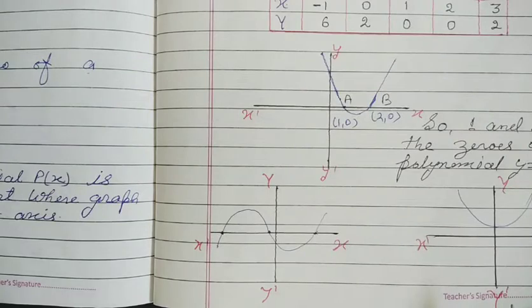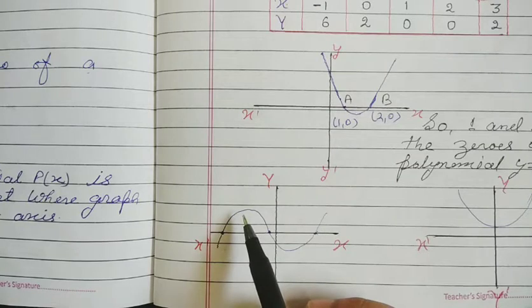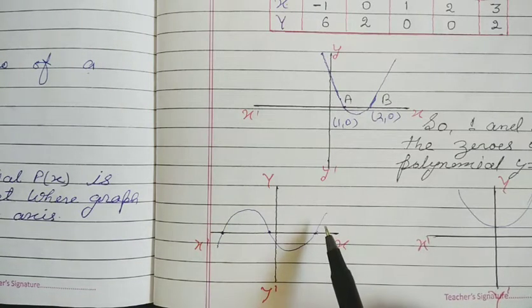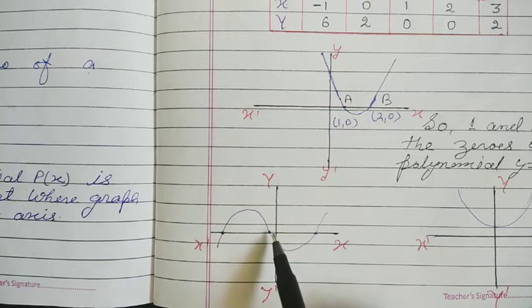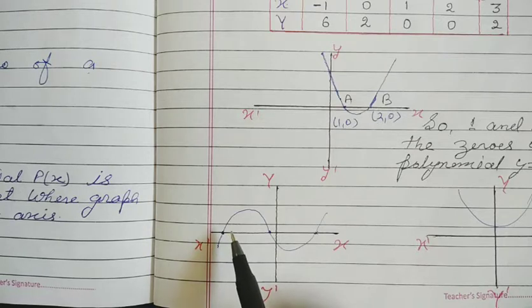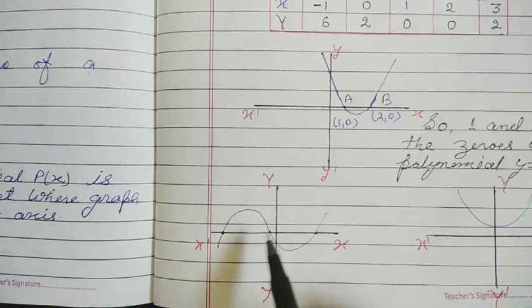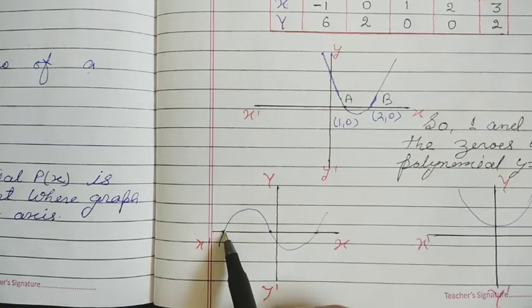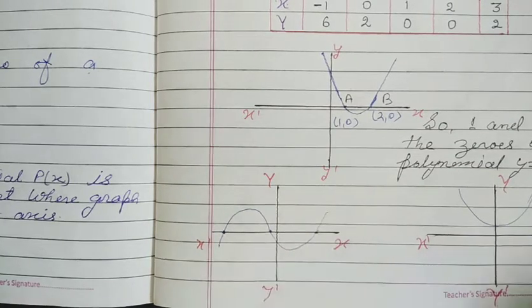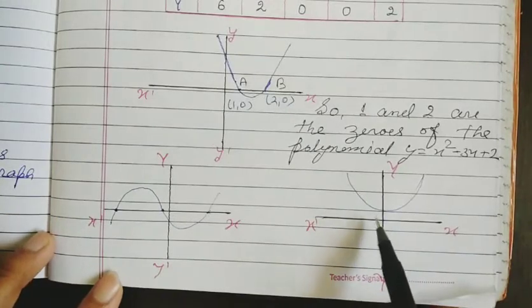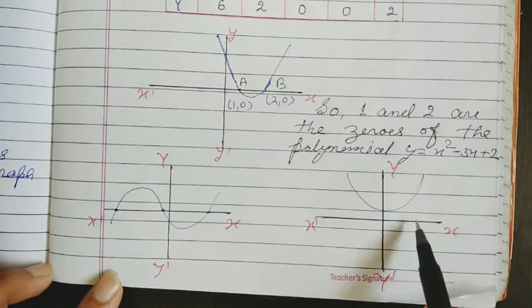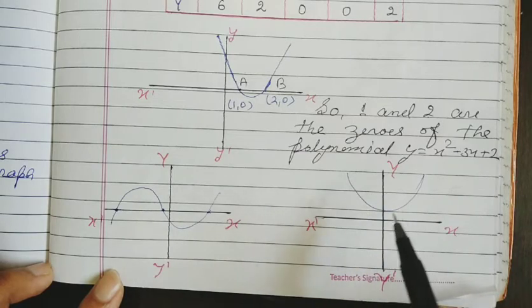Suppose I get a graph of some polynomial something like this. Here we can see that the graph intersects the x-axis at 3 different points. That's why there are 3 zeros of this polynomial, because there are 3 x coordinates, 1, 2 and 3. Here there is no x coordinate where the graph of a polynomial intersects the x-axis. That's why there are no zeros of the polynomial for which this graph is drawn.